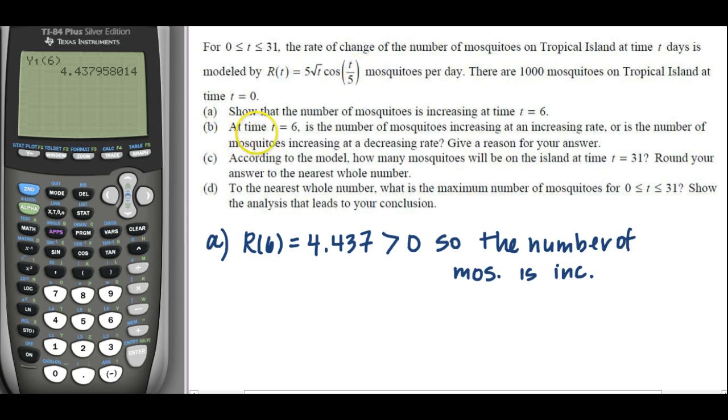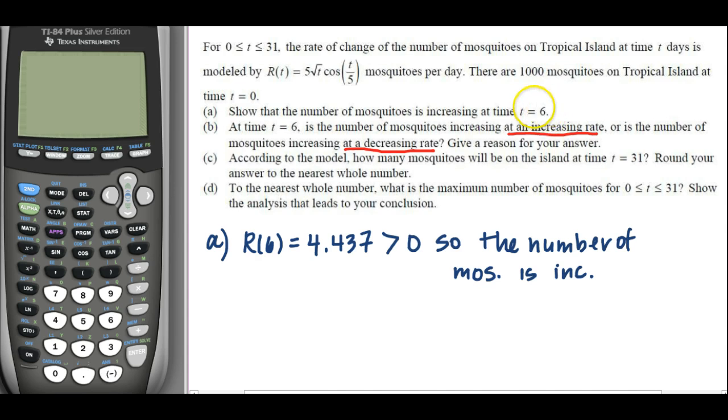All right, part B. At time t equals 6, is the number of mosquitoes increasing at an increasing rate, or is the number of mosquitoes increasing at a decreasing rate? Give a reason for your answer. So part B really pushes whether or not you understand, again, the concept of rates. So we just said that even though this has no prime notation, this r of t function is a derivative. It represents a rate of change with the units in mosquitoes per day.